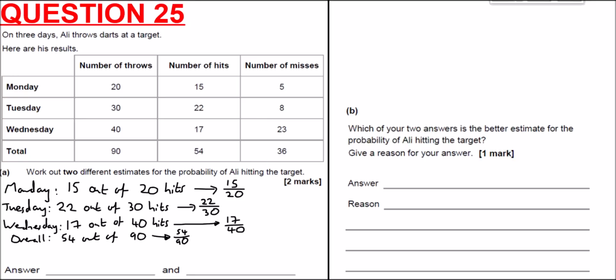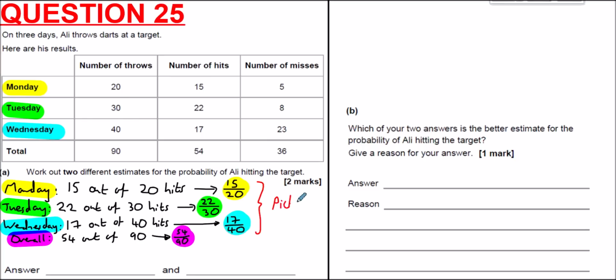So based on the table we've got here, we've got an estimate based on Monday's data. There's an estimate based on Tuesday's data. We have an estimate based on Wednesday's, which was a bad day where he got 17 out of 40. And also there's an estimate based on the overall statistics. And so all we need to do here is actually just to pick any two of these four. There's four different ones we could pick. Pick any two of these four.